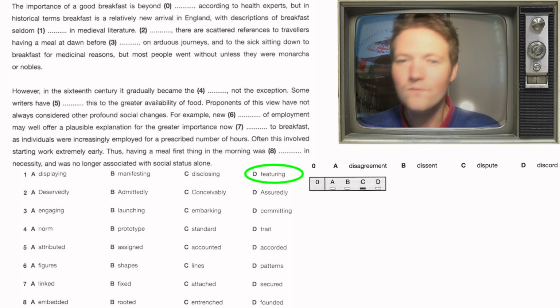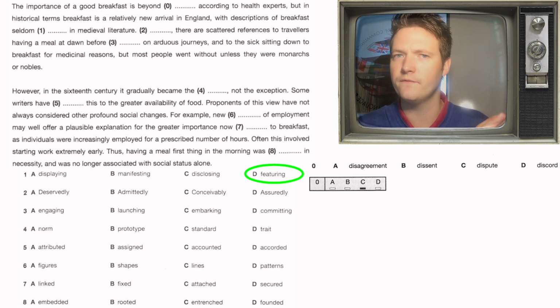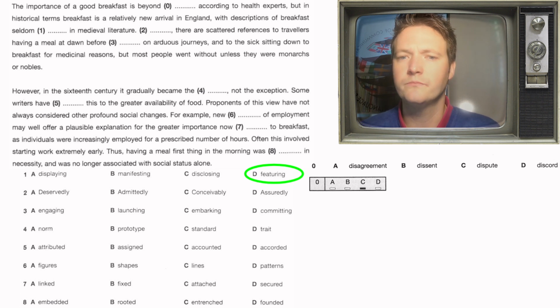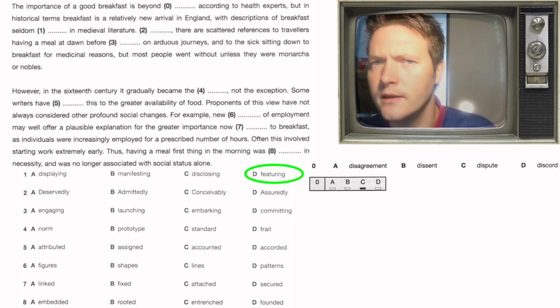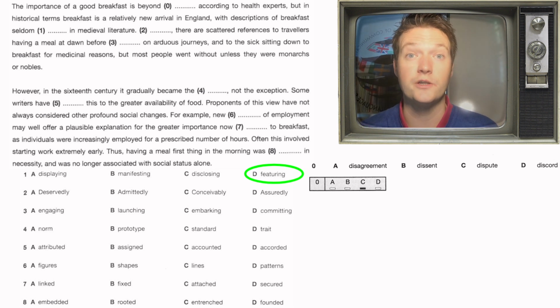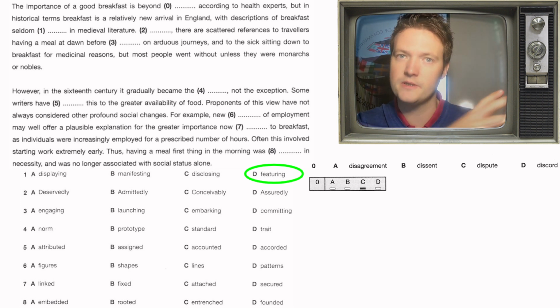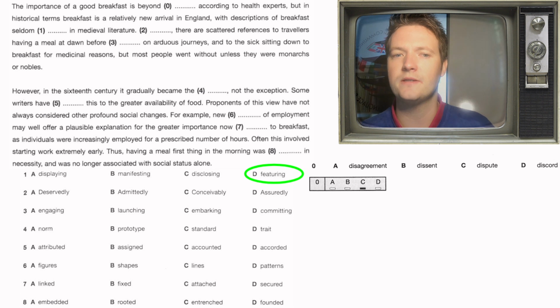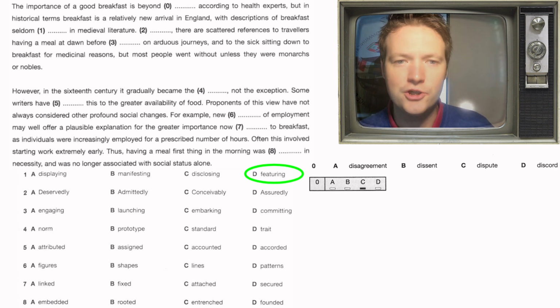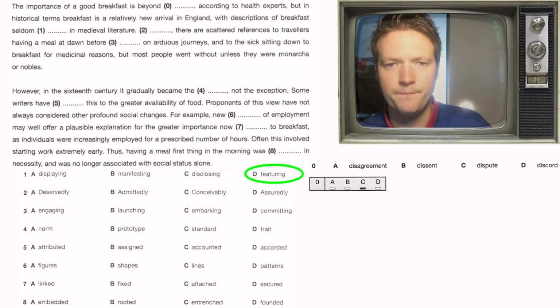2. There are scattered references to travellers having a meal at dawn, before, on arduous journeys. Okay, this seems to contradict what they've just said in the previous sentence, no? So we're going to start this one with an adverb, and I think it should be an adverb that shows there's a sort of contradiction, a dissonance between the previous sentence and the current sentence. Because they've said that descriptions of breakfast seldom feature in medieval literature.